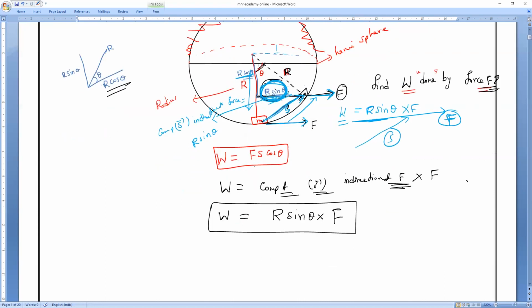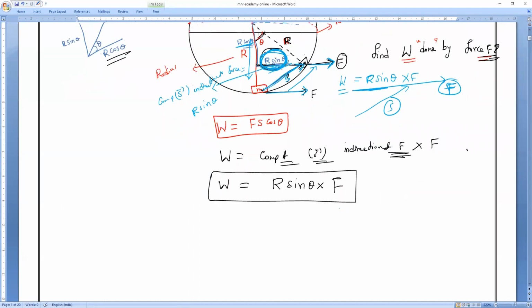So in the hemisphere case, what is the formula? W, the work done by the body, is equal to R sin theta into the force applied. That is what you have to remember. Please mark it. So this is one of the cases.